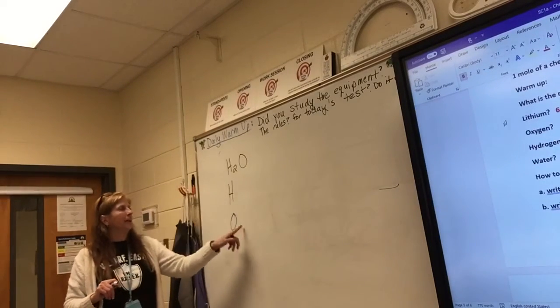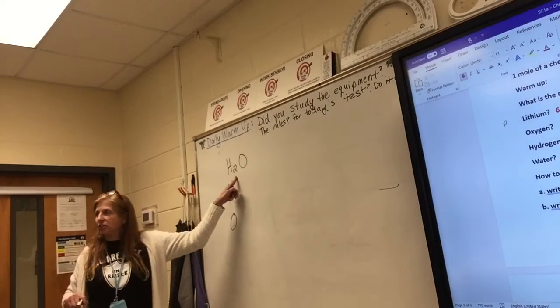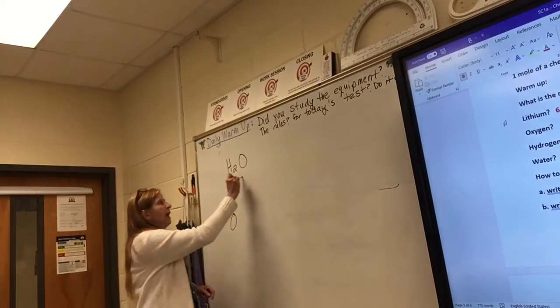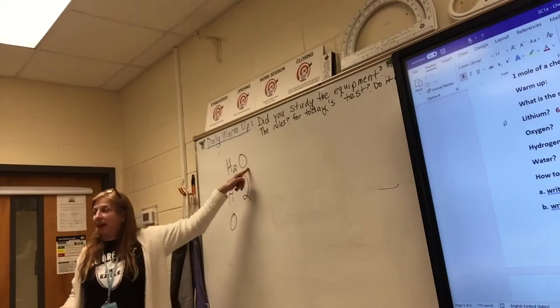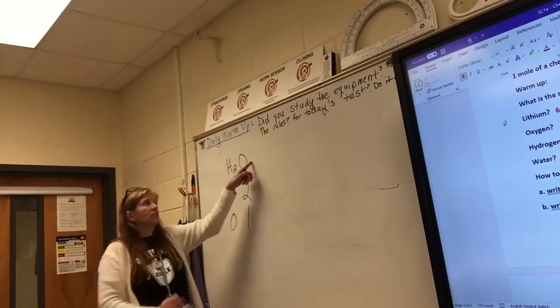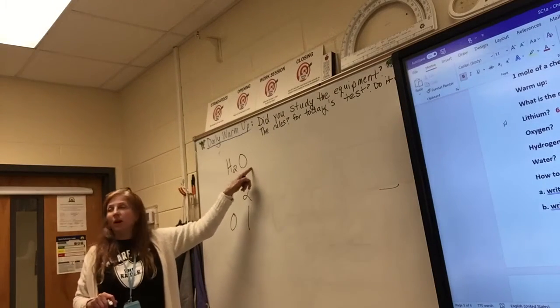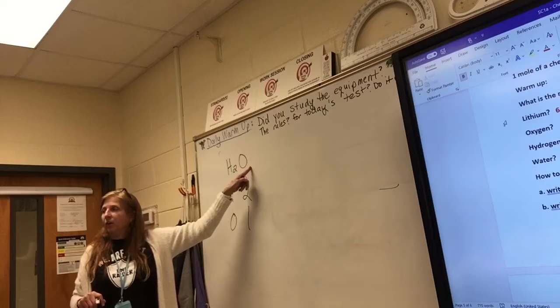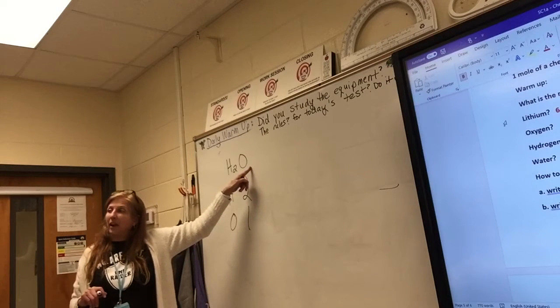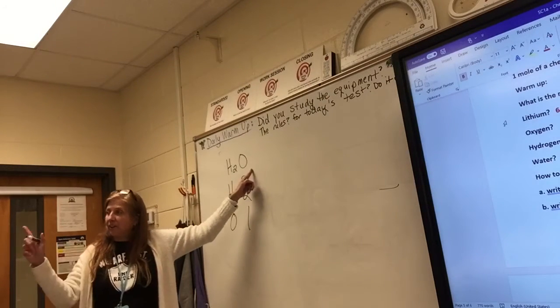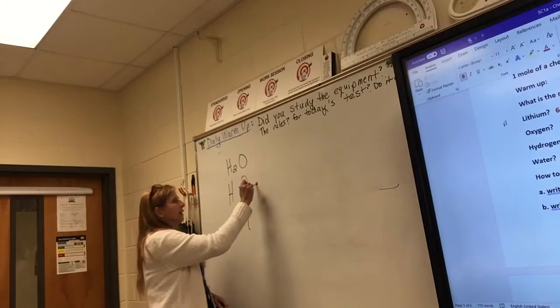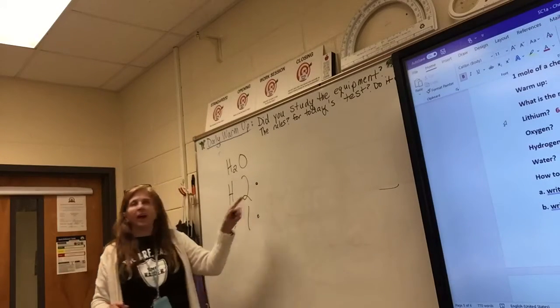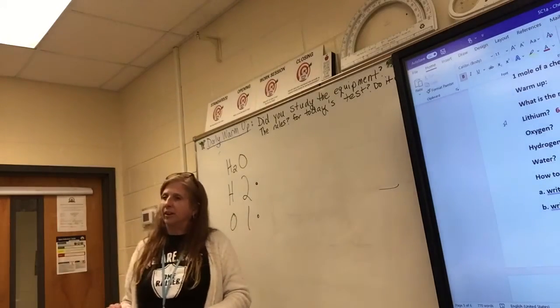Now you write how many you have. How many hydrogens do I have? 2. How many oxygens do I have? 1. It's an understood 1. There's no little 1 right here. It's understood. We like those in math. We like imaginary numbers too, but this one's not imaginary. Then you do a times, and you write down its molar mass off the periodic table.